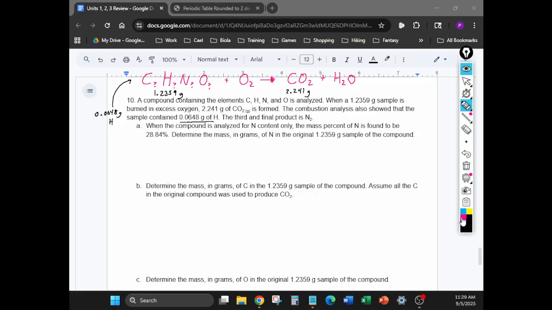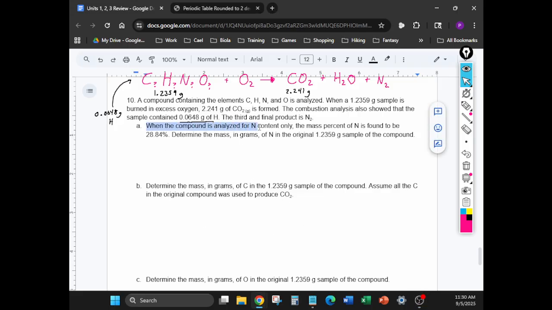And then it tells you the third and final product is N2. So I'll stop right there. But that is pretty much a summary of all the information that is given to us in that first paragraph. Okay. So I'll pause. Any questions on what we got down? All right, so let's do part A.